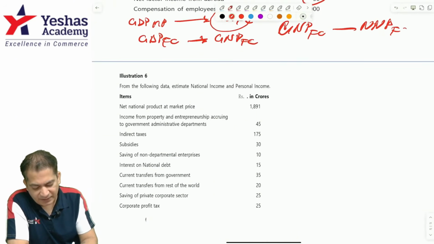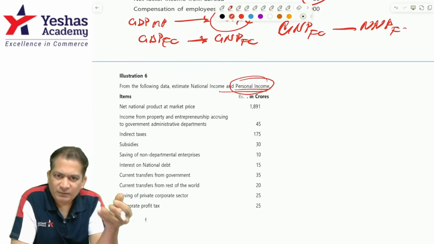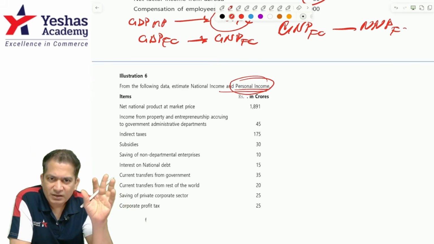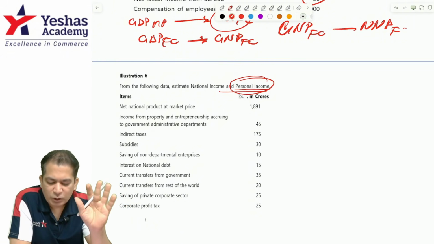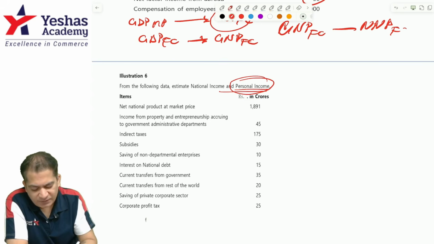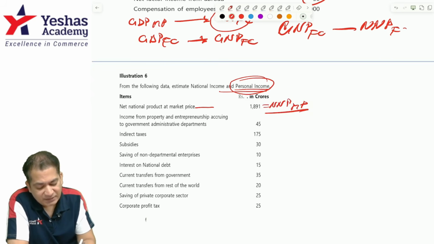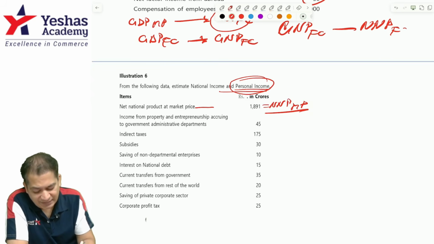From the given data, estimate national income and personal income. So remember, first we'll calculate private income. Once you calculate private income, from there you easily get personal income. Before you get personal income, first you will arrive at private income. So it means we have to calculate first the national income, that is NNP at factor cost. What they've given here is net national product at market price. This is your NNP at market price. How do we get NNP at factor cost? That is, deduct net indirect taxes.